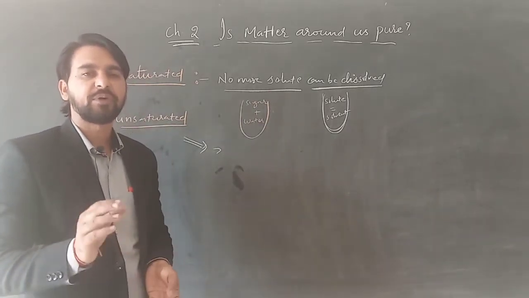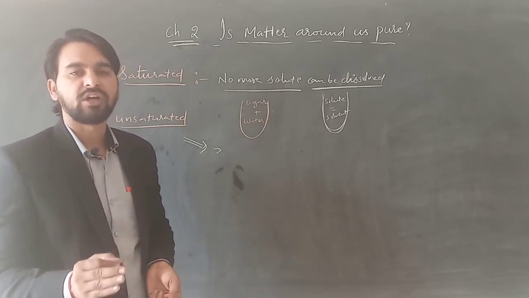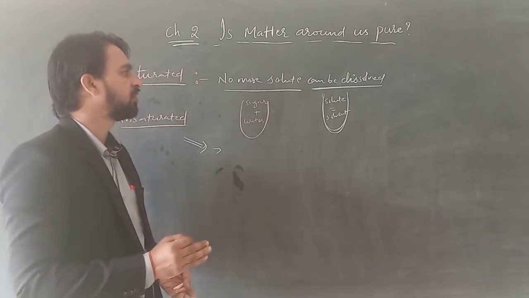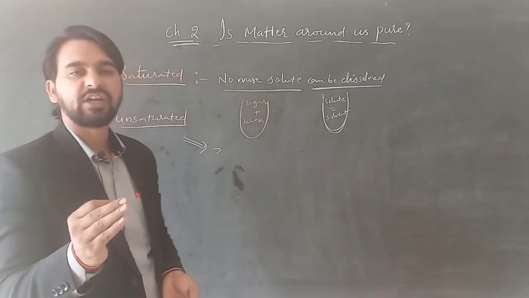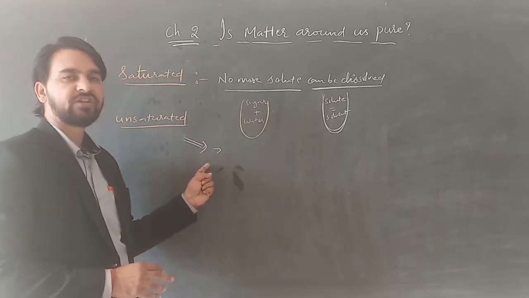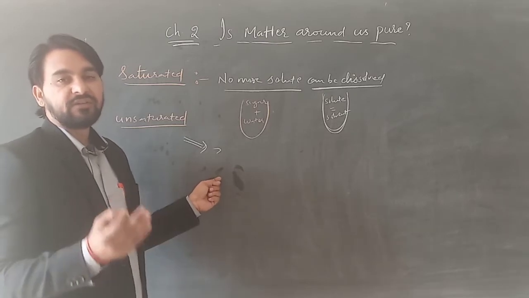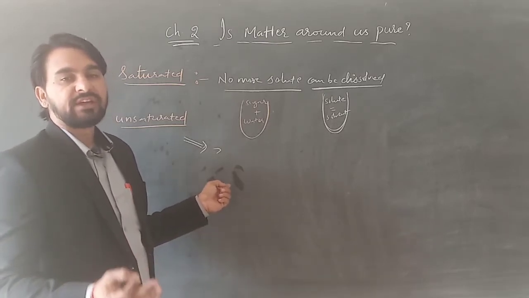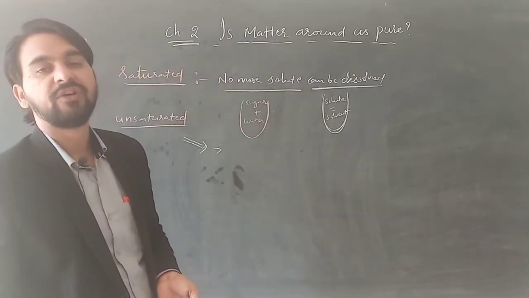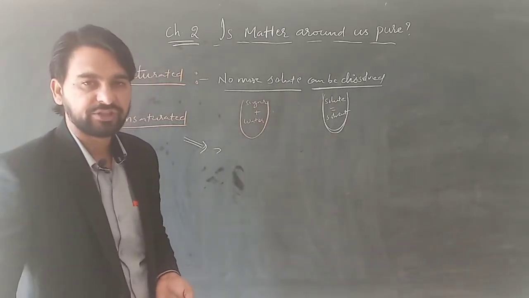A saturated solution is a type of solution where the concentration of solute and solvent are both equal. That means no more solute can get dissolved in the given amount of solvent. It is a saturated solution. And an unsaturated solution is the solution where the solute can still be dissolved in a given amount of solvent. That is known as an unsaturated solution.